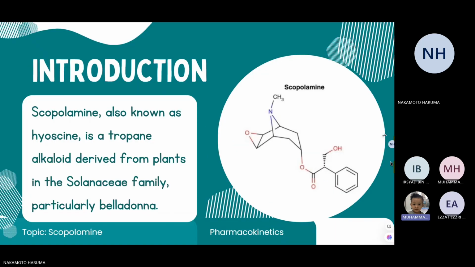Firstly, what is scopolamine? Scopolamine, also known as hyoscine, is a tropane alkaloid-derived drug from plants in the Solanaceae family, particularly the one also known as belladonna.